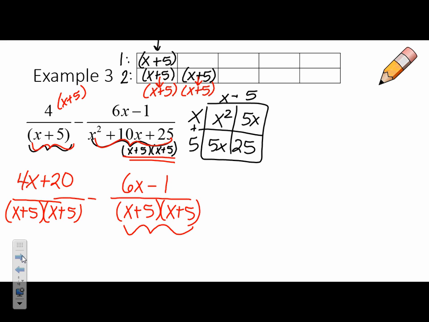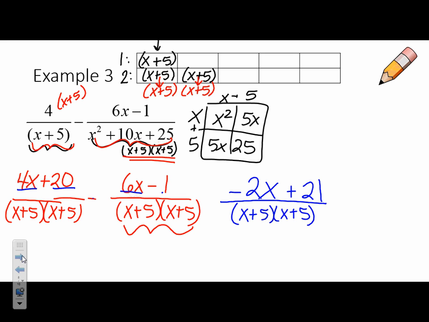And now I can just simply subtract across the numerators. So 4x plus 20 minus 6x and a minus 1. So let's look at like terms. 4x minus 6x is negative 2x. 20 minus negative 1. Minus a negative is like adding, so that's plus 21. Over my common denominator, x plus 5, x plus 5.